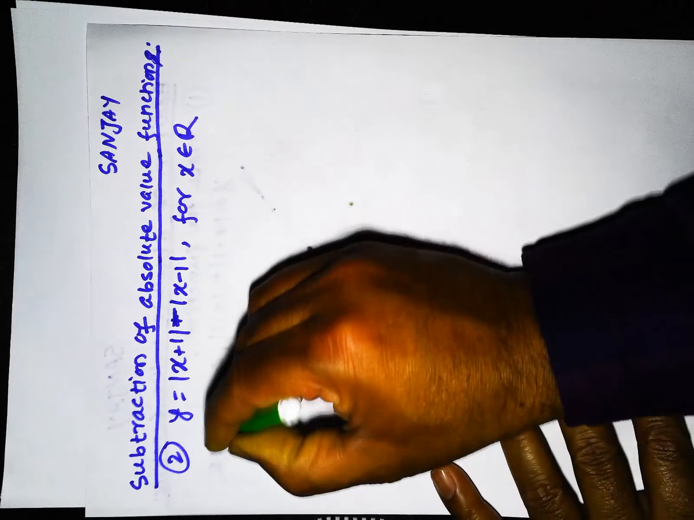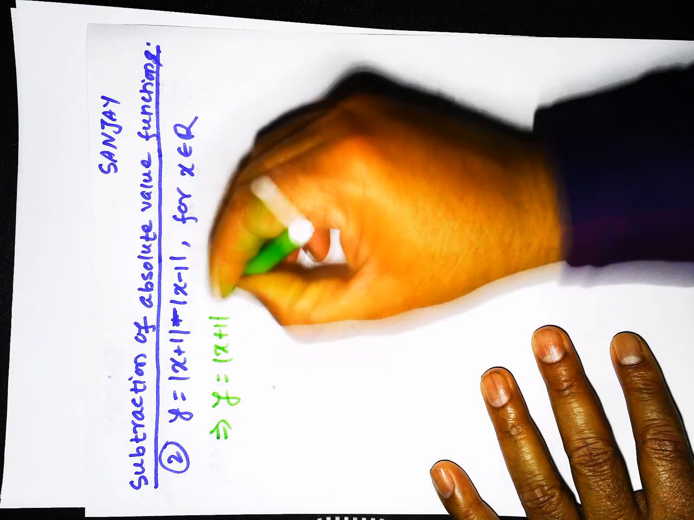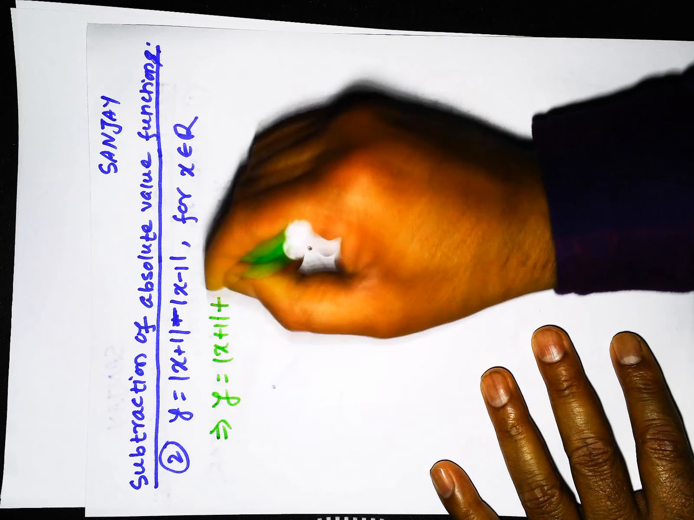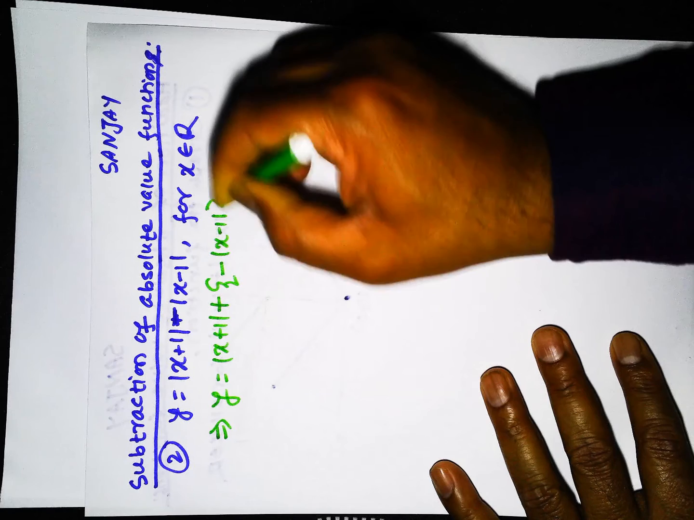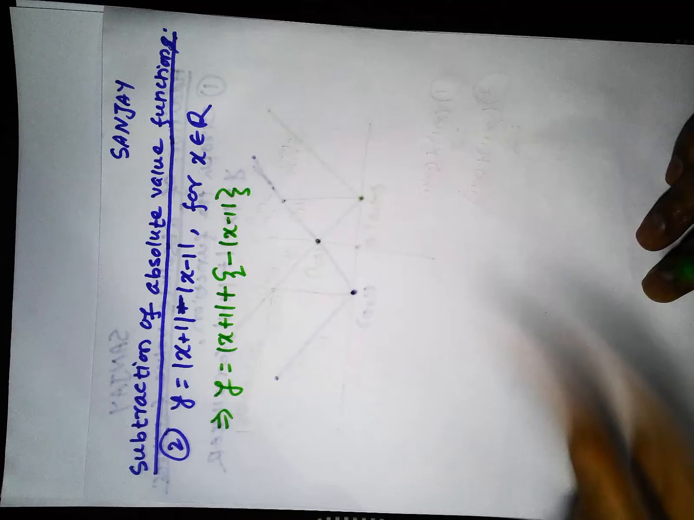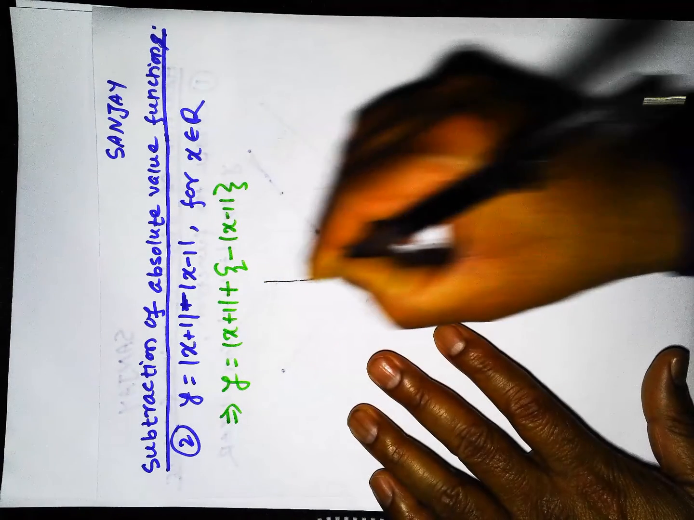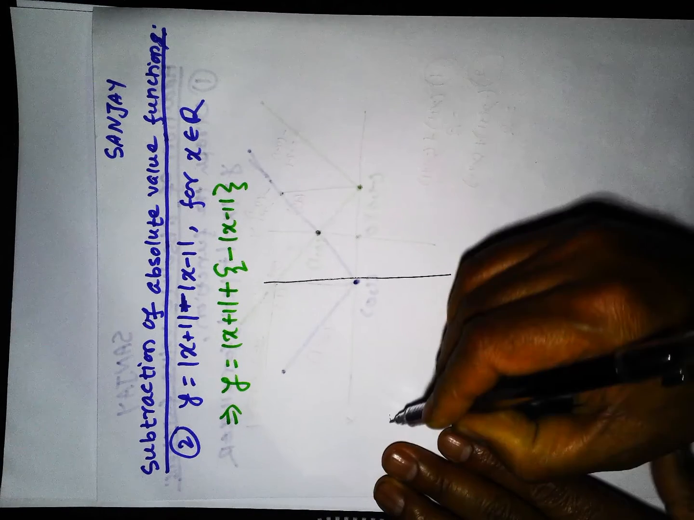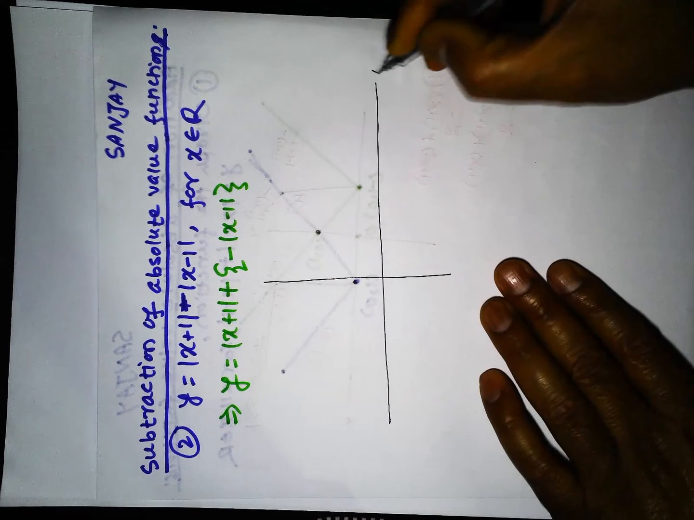It's very simple. You can write y equals x plus 1, then instead of minus we can write here plus, then inside the bracket minus absolute value of x minus 1. So although we'll be subtracting these two graphs, it will look like as if we are adding them. So here, just like before, we'll get our graph ready.